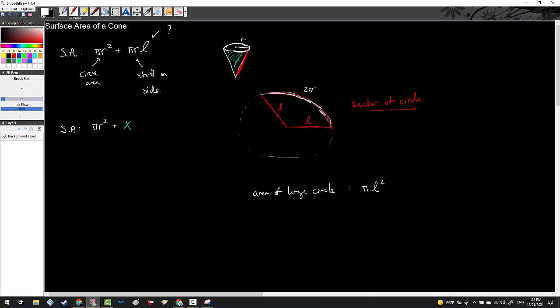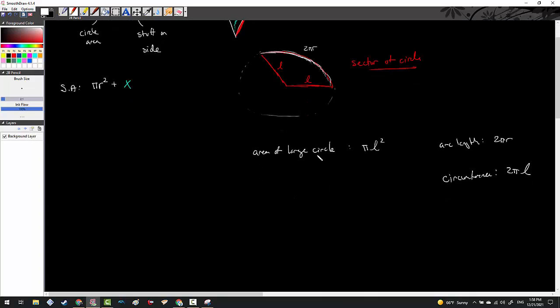And I know that this 2 pi r right here is just a portion of the circumference. So I'll call this an arc length. And I know that it's 2 pi r, but my total circumference is going to be 2 pi L, because L is the radius of this would-be circle. So I'm going to use these ideas to set up a proportion here. x, which is what I'm trying to find, right? That's going to be the area of this piece right here. So I'll highlight that in blue.